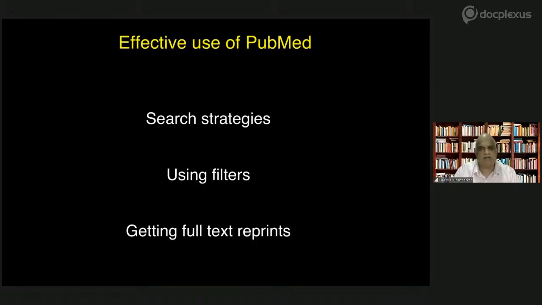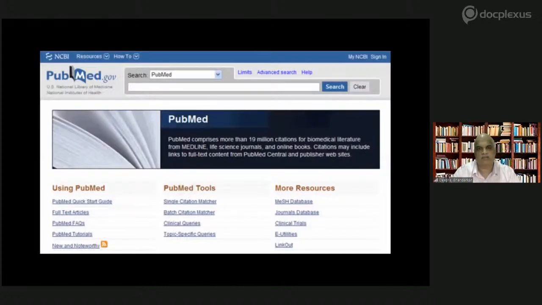PubMed is a vast resource, and it's far easier to actually go to the PubMed site and go through their question and answer page, see what the strategies are for getting the best out of it. Also, as Sandeep showed in one of the slides, there are several videos on YouTube which you can access, which tell you in detail what strategies to use when accessing PubMed and looking for literature.